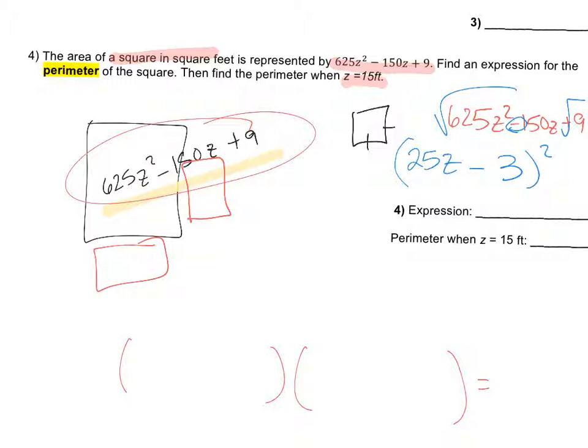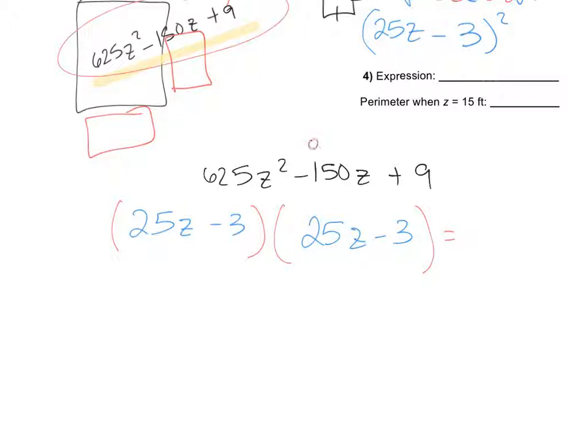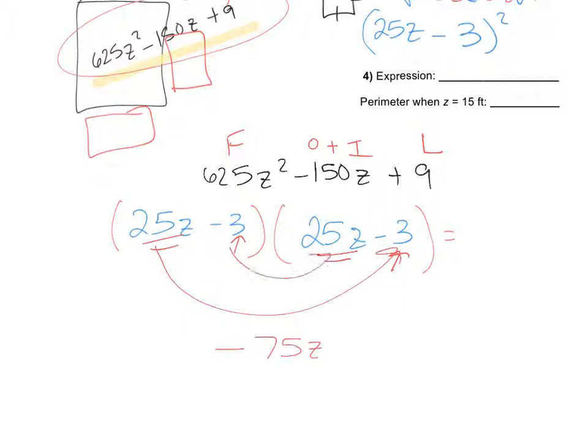So in reality, this is basically what the two sides are. The 150 is representative of the outer and inner terms being added together, correct? So my first term is the 25z times the 25z. That gave me 625z squared. My last term is the 3 times negative 3. And the middle term is the outer terms, which is negative 75z, and the inner terms, which is also negative 75z, which together add up to that negative 150.